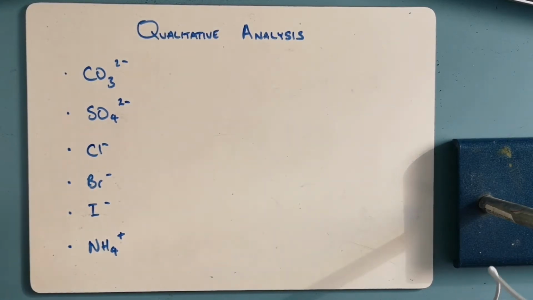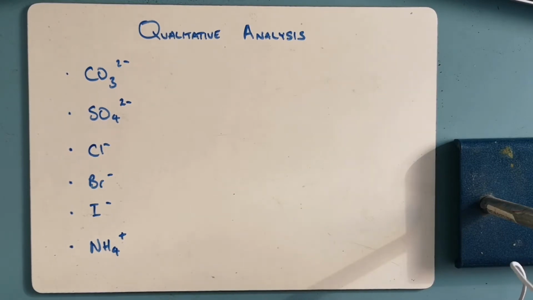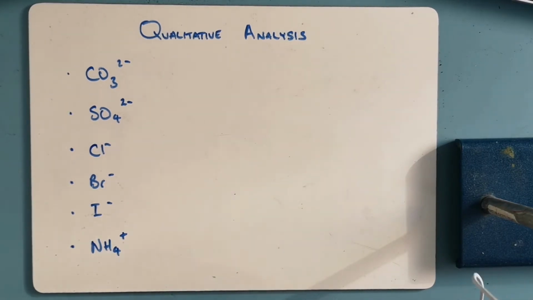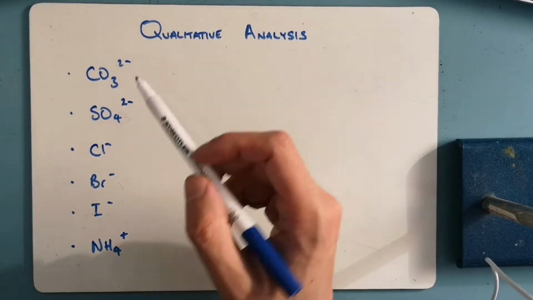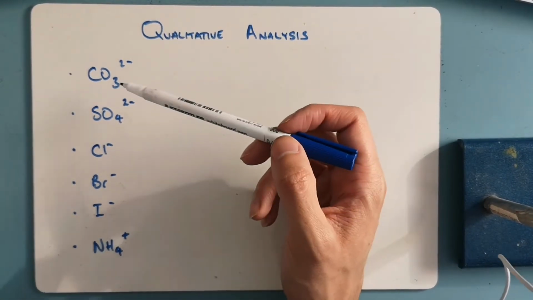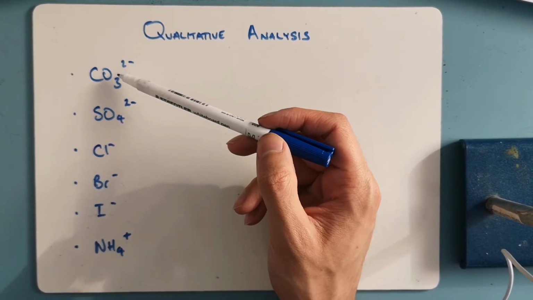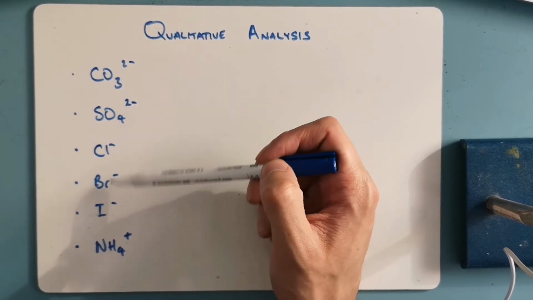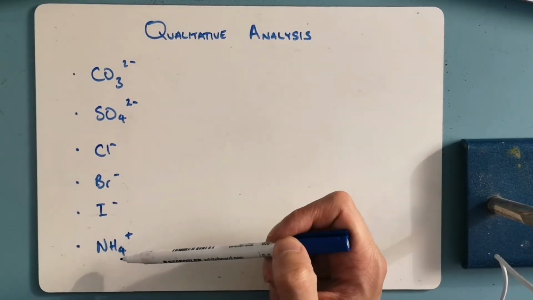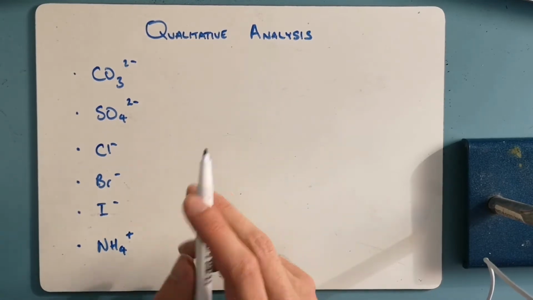Hi, welcome to this short video on qualitative analysis from the OCR A-Level section. This is from Module 3. In this we're going to do test tube reactions and look at the observations that we get to identify carbonates, sulfates, some halide ions and ammonium. Ammonium is the only cation we're going to look at.